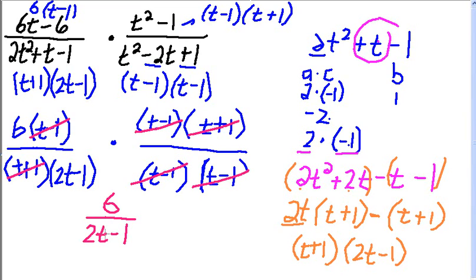Now your gut may be to cancel this 2 and 6, but you can't. Remember, I can only cancel things if I can pull them out front, and because I can't factor a 2 out of my denominator, I cannot cancel it with the 6. So this is the final answer. So once again, this is an example of multiplying rational expressions.